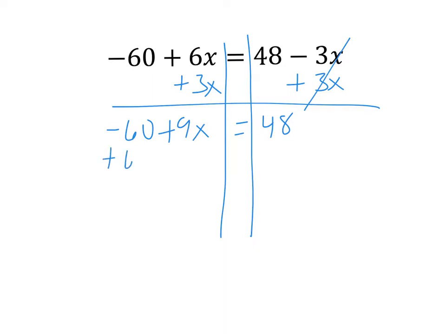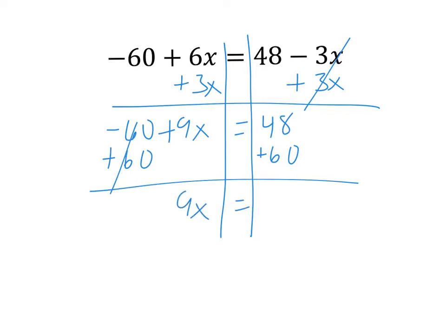Then we can add 60 to both sides. That gives us 9x is equal to 108. And then finally we divide by 9 on both sides to get that x is equal to 12 in this case.